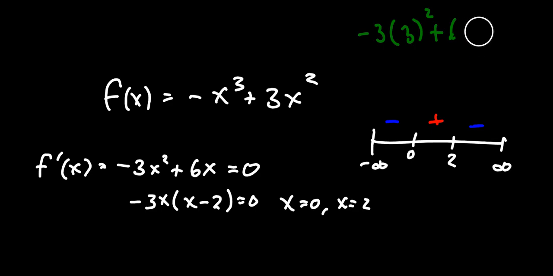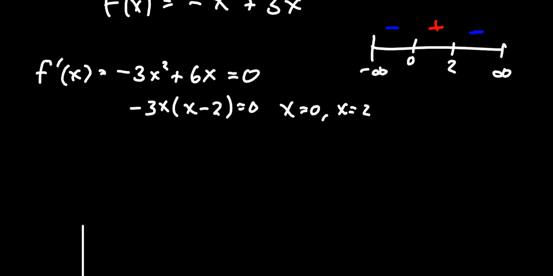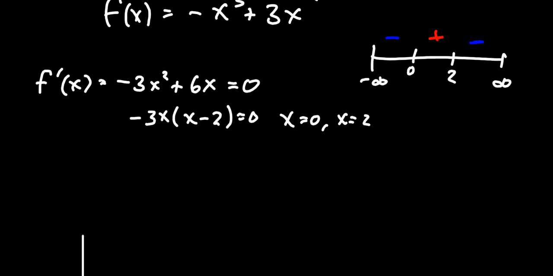Now, let's go over and find the concavity switches, if any. So f double prime of x is going to equal negative 6x plus 6. And let's set that equal to 0. And we get that x is equal to 1. This is a concavity switch of the function.